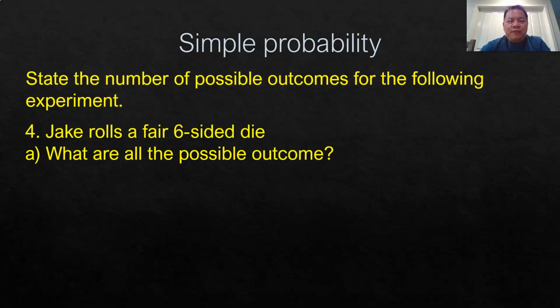Jake rolls a fair 6-sided die. So what are all the possible outcomes? I'm sure all of you know this. 1, 2, 3, 4, 5, 6, isn't it? So bear in mind how you present your working. So the sample space, you have the equals to, then the bracket, then list down all the possible sample space and end with a close bracket.